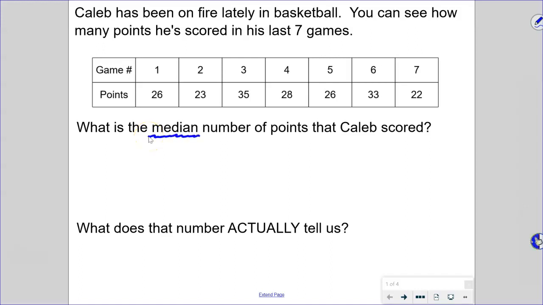And I'm going to underline that keyword right there. We're going to talk about how to find it, and we're also going to talk about what it actually tells us about any data set. So here we go. We're going to go through two problems together, and then you guys will get a chance to try two on your own.